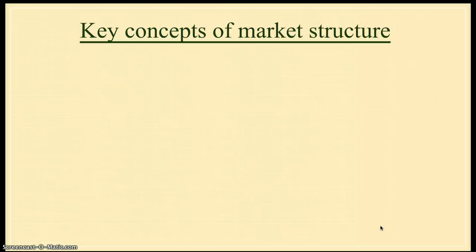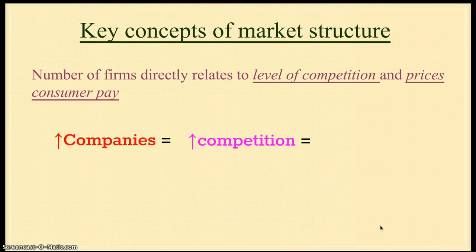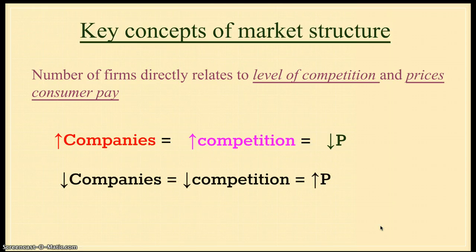Okay, so here's some key things we need to go over now. Going over those 5 key characteristics, you will notice something very clearly, that the number of firms will affect the level of overall competition, and that will affect the prices that you and I as consumers pay. So here's a very basic little flow chart. The more companies you have in a market will lead to more competition. And obviously we already know if you have more competition, prices for consumers will go down and choices will go up. And of course the opposite is true.